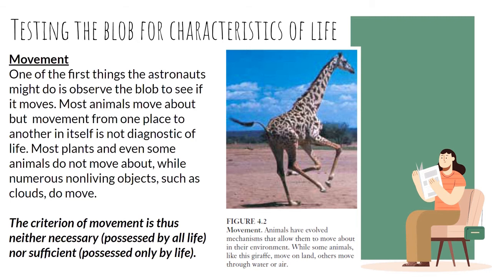But we also have plants, mushrooms, sponges, and corals, which remain rooted to their substrate, but they are living things. So movement might not be a good diagnostic of life, because we also see non-living objects such as clouds moving across the sky or a paper being carried by the wind. So the criterion for movement might be true for some living things, but it's not sufficient to describe all living things.